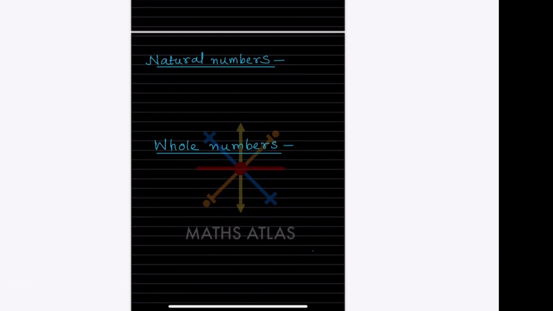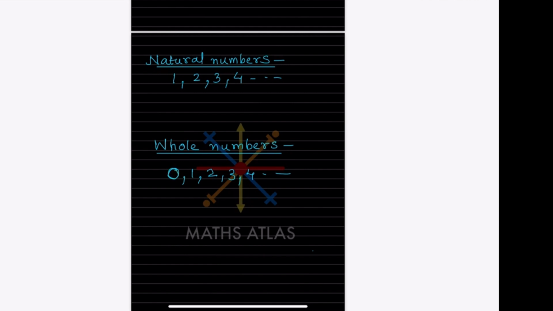So the natural numbers are 1, 2, 3, 4, and so on. The natural numbers always start with 1. The difference between the natural numbers and the whole numbers is that there is only one additional 0. The rest are all the same as the natural numbers: 1, 2, 3, 4, and so on. You must have seen there is an additional 0 over here.